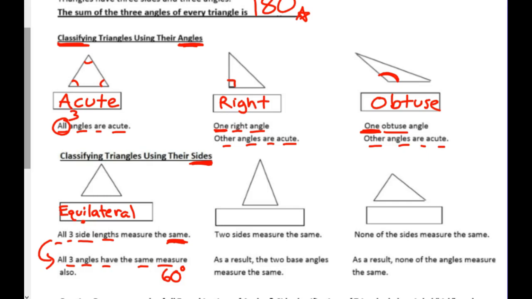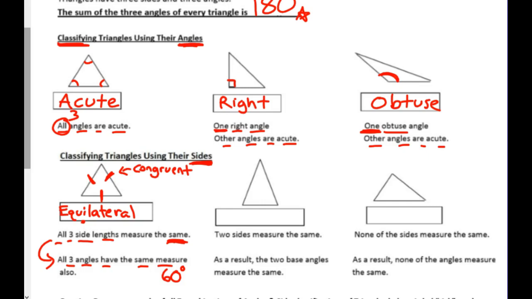Okay? So we're going to label this with tick marks. I want everyone to hear me say this. These are tick marks. These little lines that I put on the sides. Tick mark means they are congruent, right? So these 3 tick marks means those 3 sides are congruent. Same length.